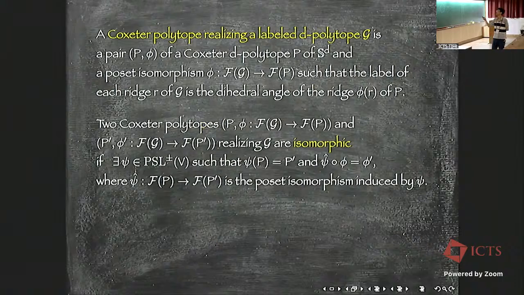Then the Coxeter polytope realizing this labeled polytope is basically a pair of a Coxeter d-polytope P and a poset isomorphism from the face poset of G to the face poset of P, such that the label of a ridge of G is the dihedral angle of the ridge of P. Then two Coxeter polytopes realizing G are isomorphic if there is a φ in SL^{±}(V) such that φ(P) is P', and there are induced poset isomorphisms.